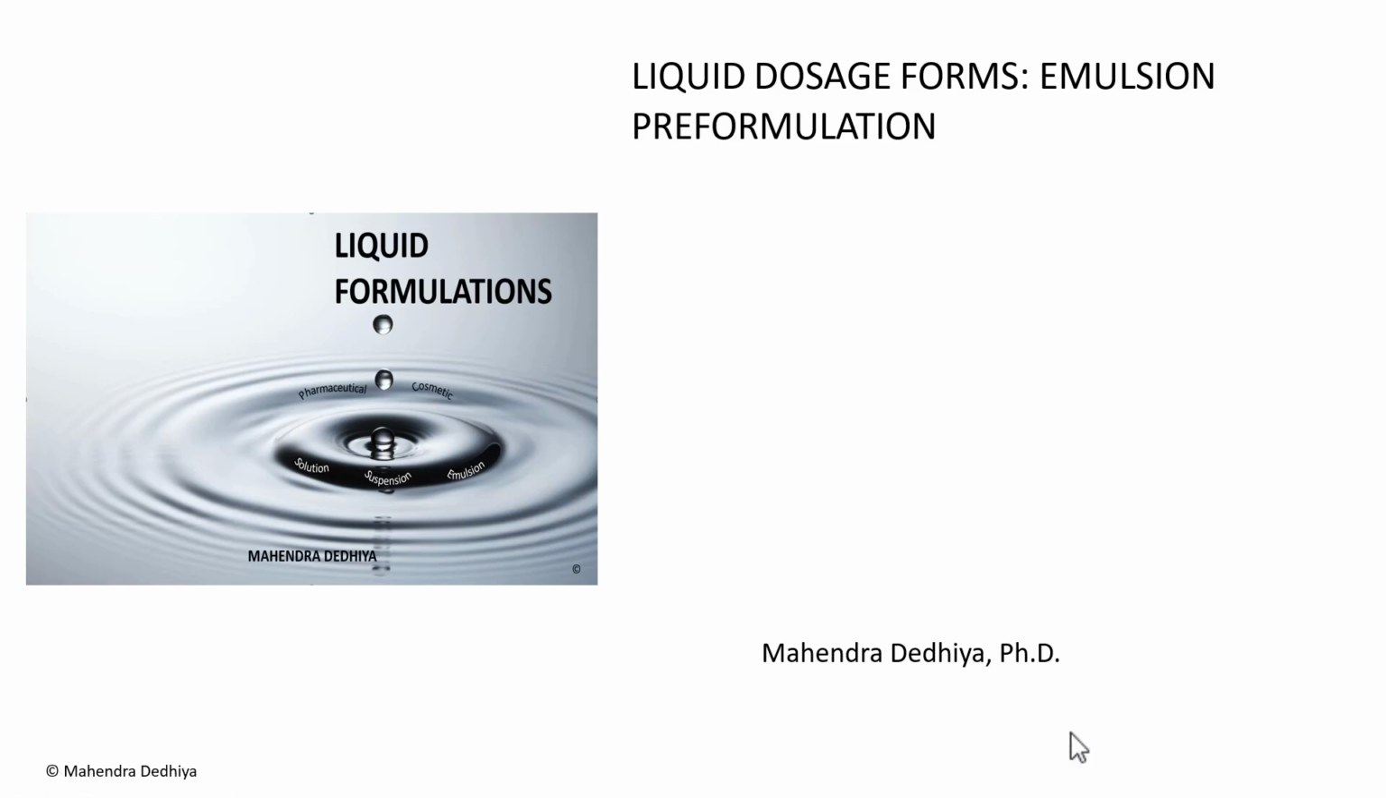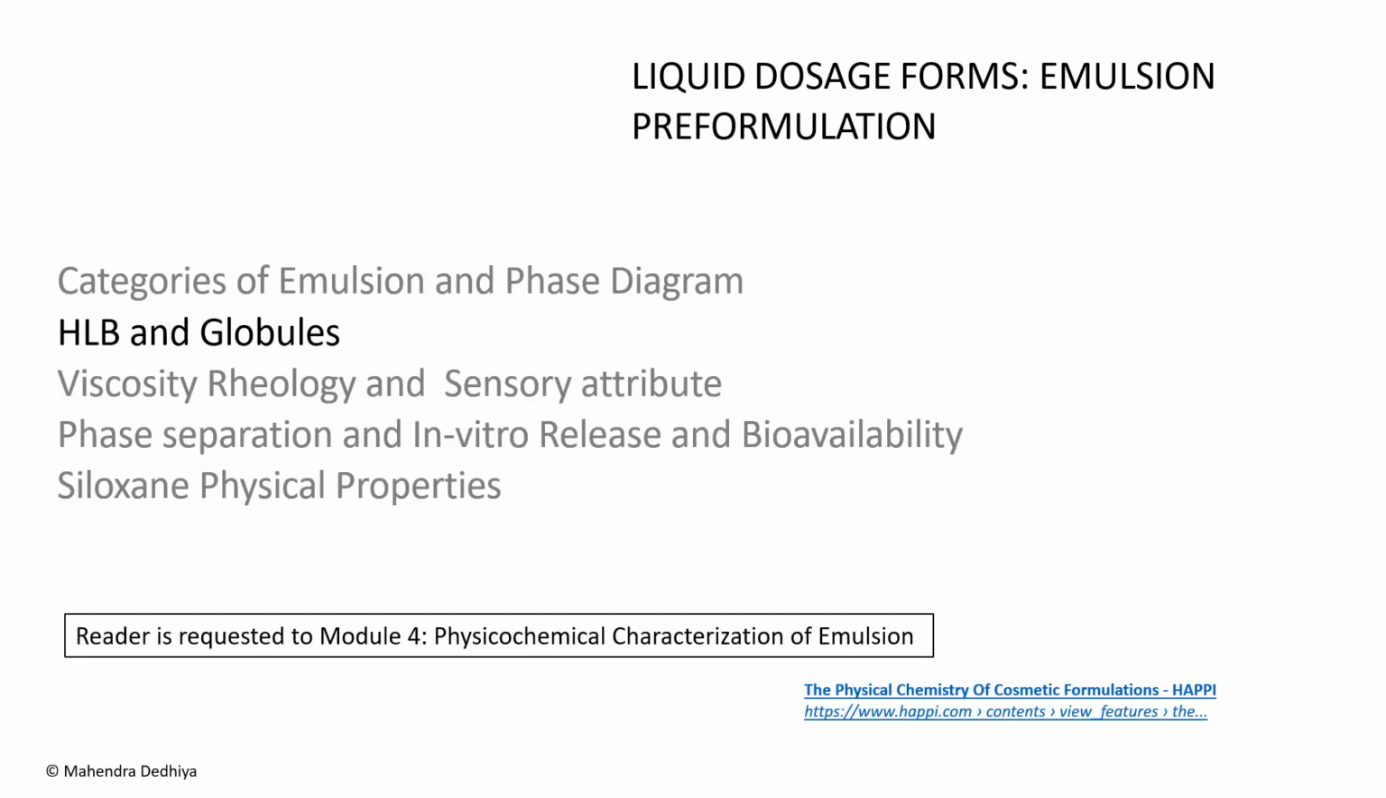In this portion of the book on liquid formulation, we continue to focus on pre-formulation of emulsion. In this module 13.2, we will introduce the concept of HLB: HLB of the surfactant or emulsifier and HLB required by the oil.